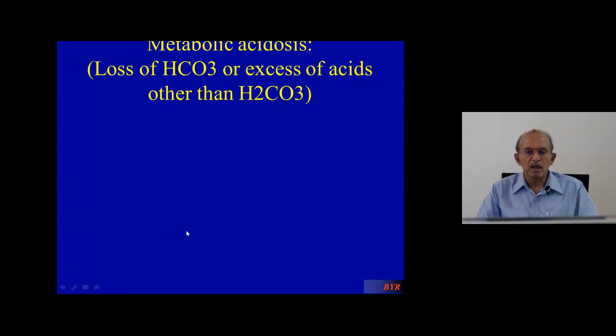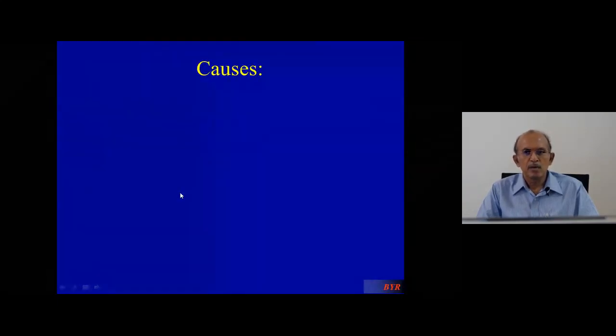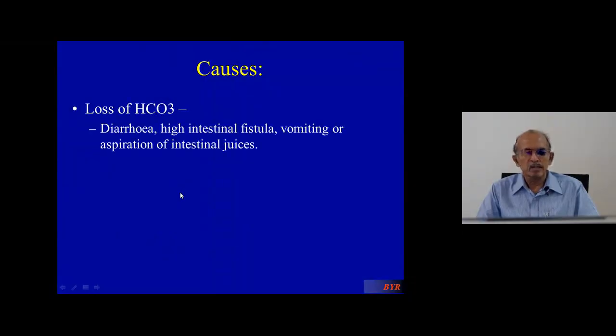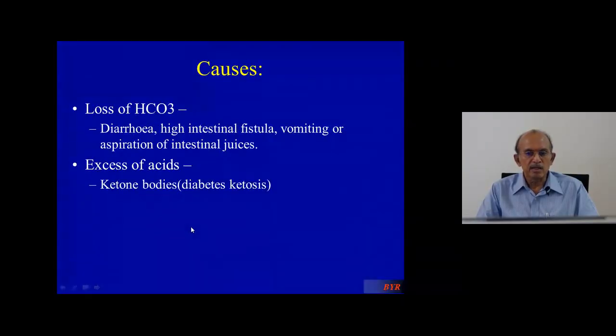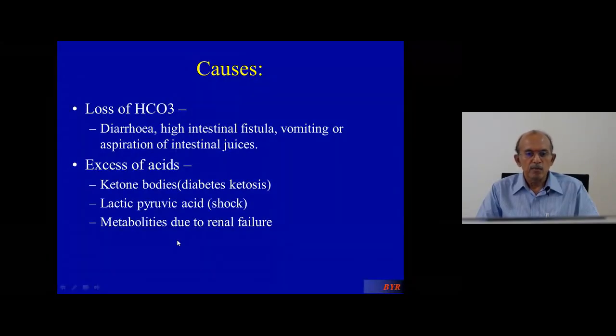Then metabolic acidosis: loss of bicarbonate or excess of acids other than carbonic acid. Loss of bicarbonate occurs in diarrhea, high intestinal fistula, vomiting, or aspiration of intestinal juices. Excess of acids occurs with excess of ketone bodies, lactic and pyruvic acid, that is in shock.